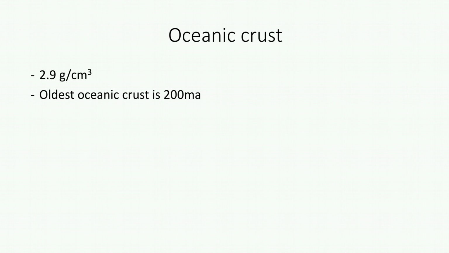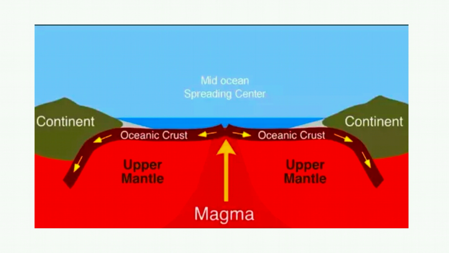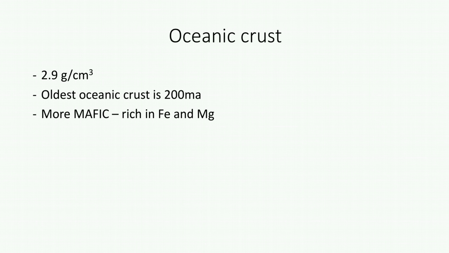Oceanic crust is about 2.9 grams per centimetre cubed, and it's generally much younger than continental crust. The oldest oceanic crust is generally only 200 million years old, and this is because it's usually subducted and destroyed within that time frame, but more on that in a few lectures' time. So oceanic crust is more mafic, it's richer in iron and magnesium.